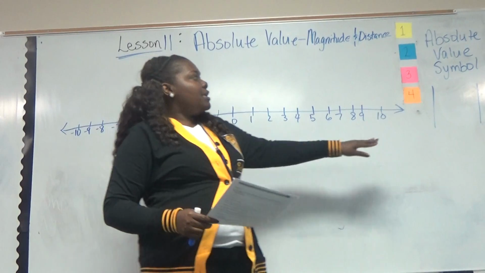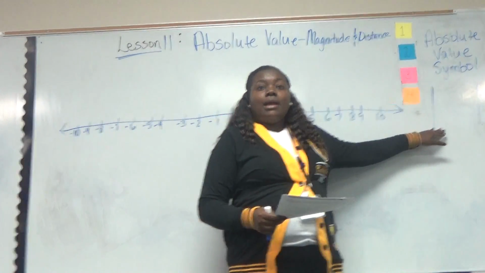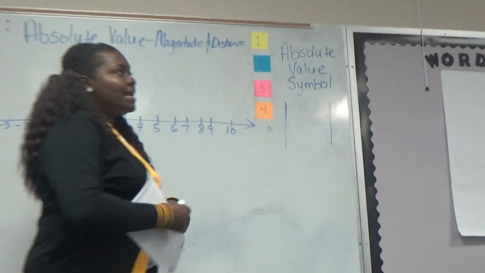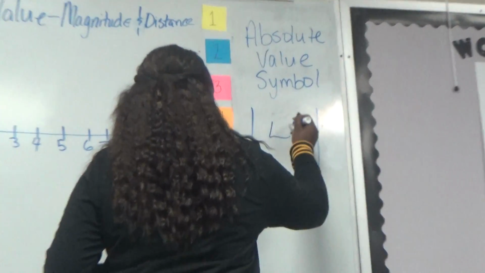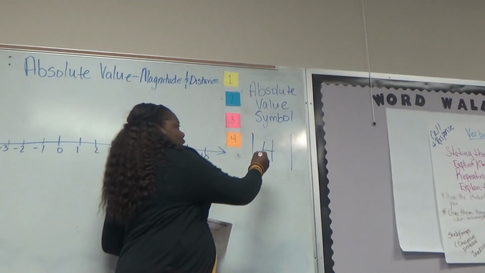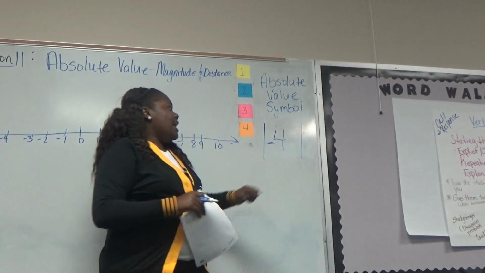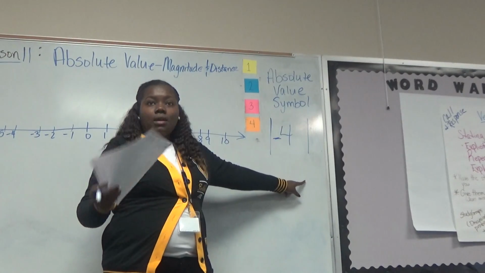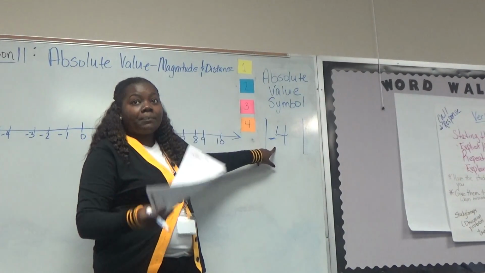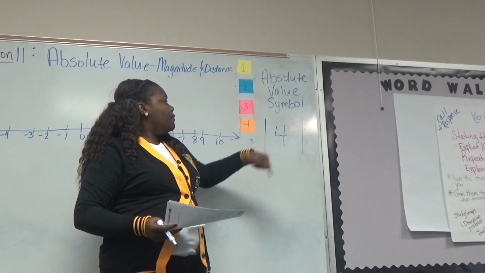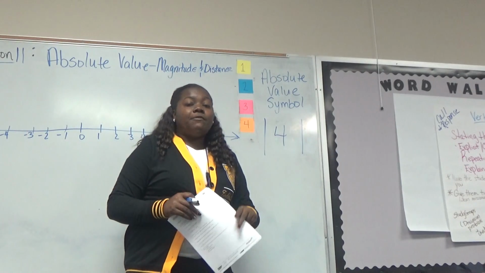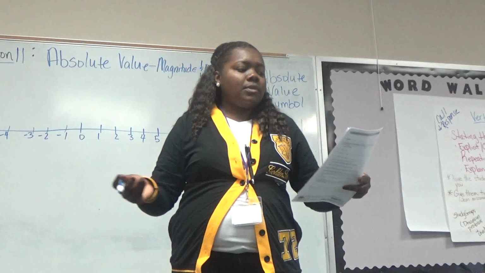Alright, so here's what an absolute value symbol looks like. It looks like a giant 11, right? And you'll see that it sometimes has a number inside of it. So whether it's a positive number inside or a negative number inside, the answer to this is always going to be positive. So the absolute value of negative 4 is simply going to be positive 4. The absolute value of positive 4 is simply going to be positive 4, because it's always positive.